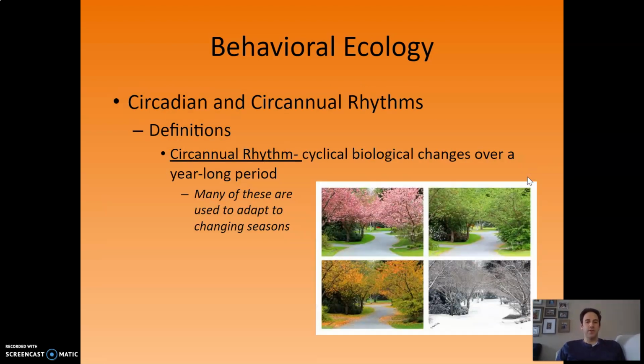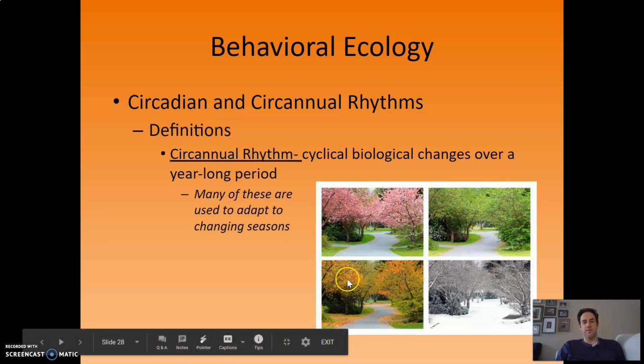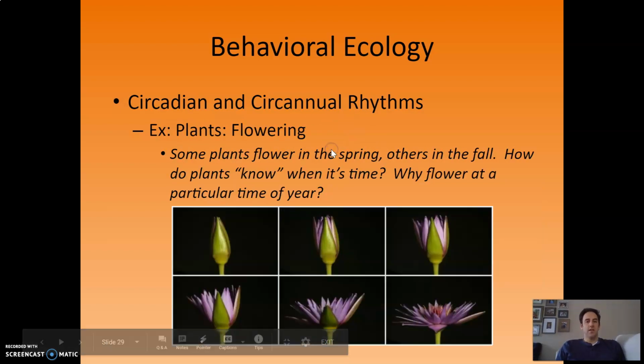A circannual rhythm is similar, only these are cyclical changes over a period of a year. These are used to adapt to the changing seasons. So, plants will flower in the spring and then chillax in the summer, then the leaves change color and drop in the fall, and then they go dormant in the winter. These are circannual changes. So, an example of a behavior related to this is flowering.